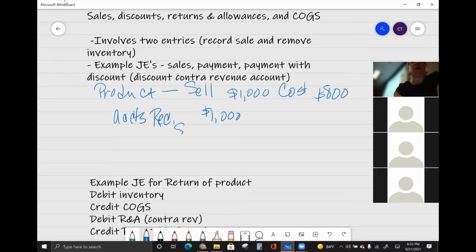My sale of that product is $1,000. So I have some sort of revenue account. If it's shoes, maybe shoe sales. It could be just revenue, whatever you choose to call that account. Some kind of revenue account is going to be credited. Remember, whenever we have revenue, that's a credit. Okay. So that's the first part of it.